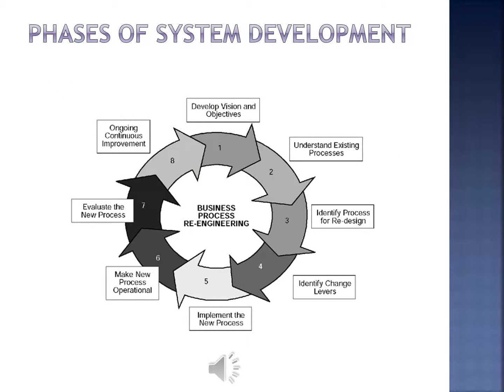We can see in this slide the phases of system development. First is develop vision and objective. Then understand the existing process, then identify the process for redesign, then identify change levels, then implement the new process, then make the new process operational, and the seventh step is evaluate the new process. Finally, ongoing continuous improvement.